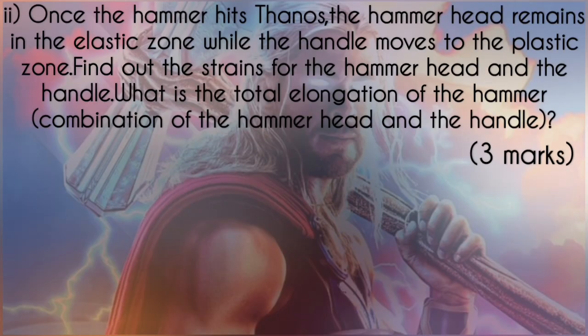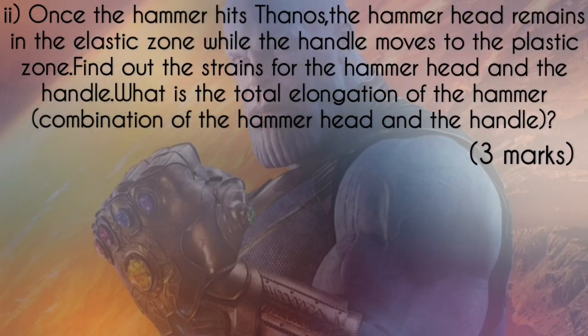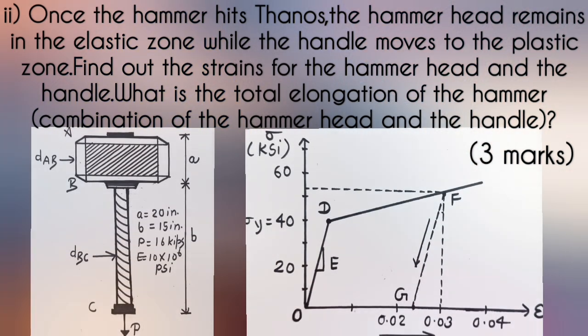Part 2 says, once the hammer named Mjolnir hits Thanos, the hammerhead remains in the elastic zone while the handle moves to the plastic zone. Find out the strains for the hammerhead and the handle, and also calculate the total elongation of the hammer. The combination of the hammerhead and the handle has to be taken, and this part carries 3 marks out of the total 10 marks. So here I go with the solution.